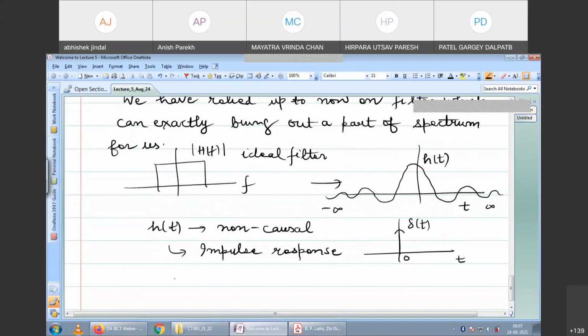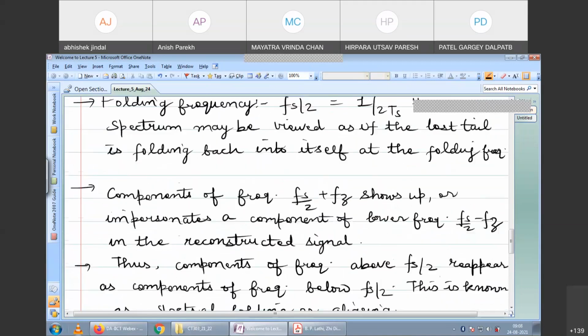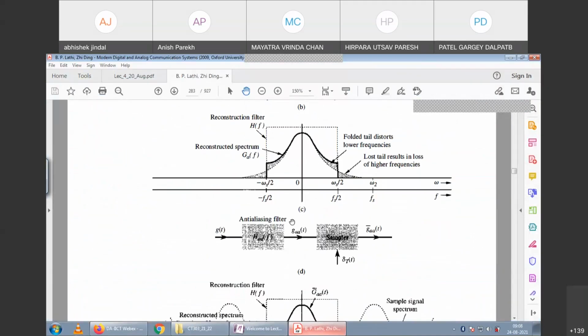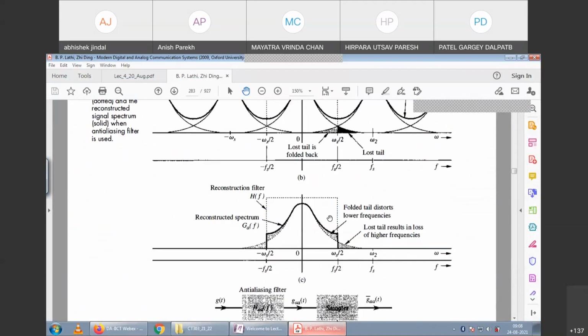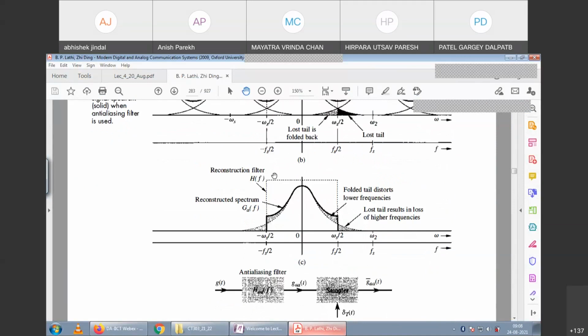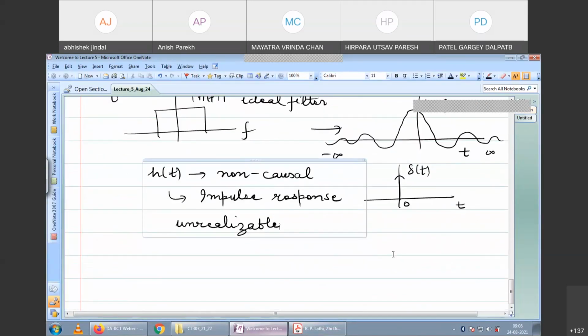This is unrealizable. Now again, why are we stuck? Because somehow we handled our non-band limited feature through anti-aliasing filters. Okay, somewhat we handled the issue which we have just studied through the design of this anti-aliasing filter. But now we rely heavily on this ideal low pass filter. So how do we do now? Because again we get a problem. Okay. So what is the issue?